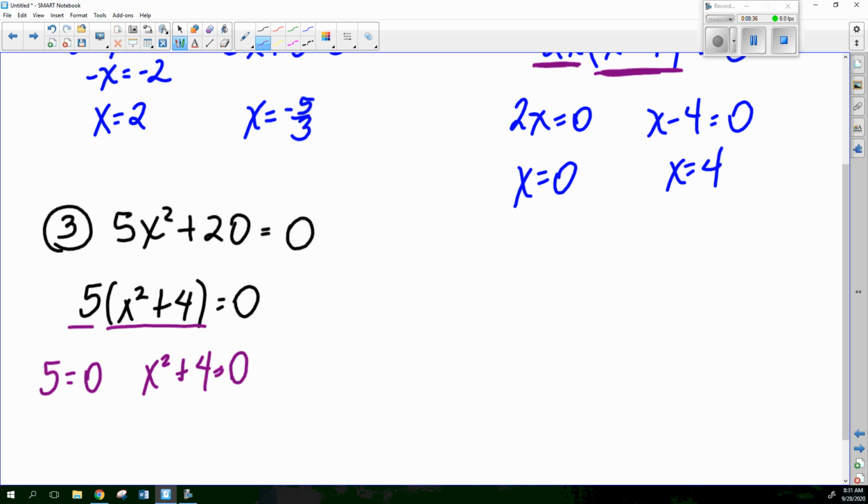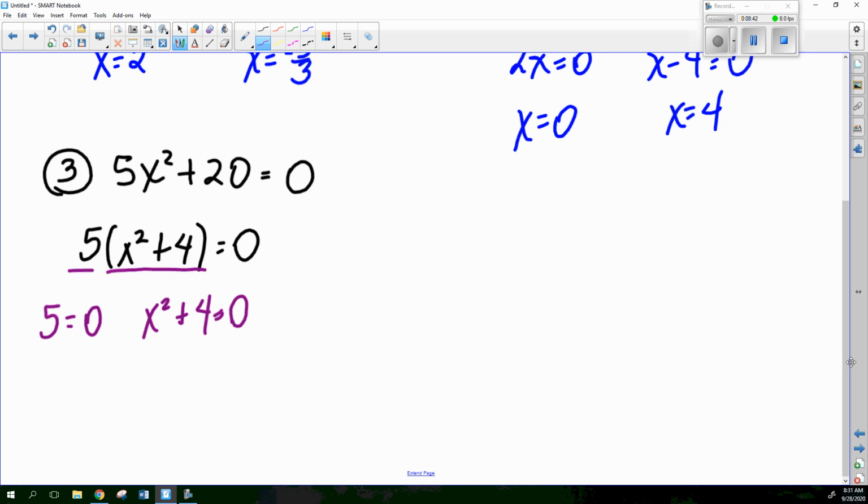okay, does 5 even have an x in it? No, it does not. So can I solve for x? No, I cannot. Is 5 equal to 0? No, it is not. So that just means that doesn't give me a solution.